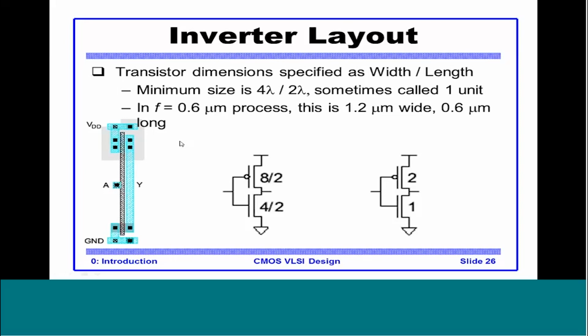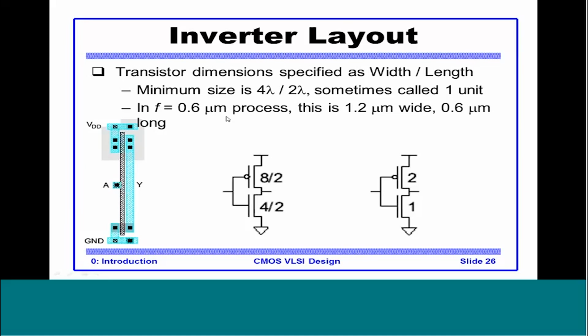Usually, to start with, we keep the width as twice of the length. So if we see again, this is the inverter layout, and the proper polarities are marked VDD, GND, A and Y. You notice here that the NMOS has the minimum size, which is 4 by 2, and PMOS is 8 by 2. That is, the PMOS width is twice of the NMOS width. We'll see why this is needed. Let me discuss this in short for now.